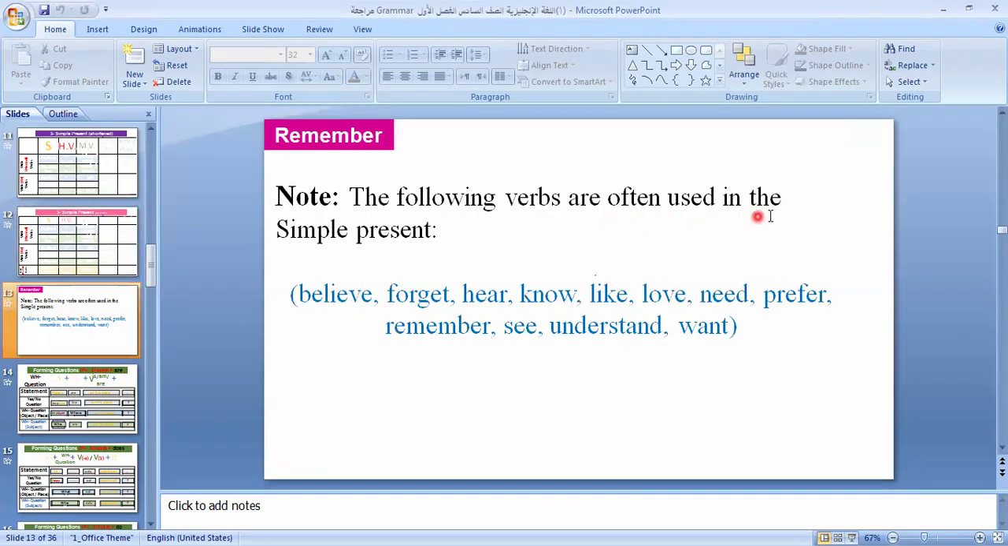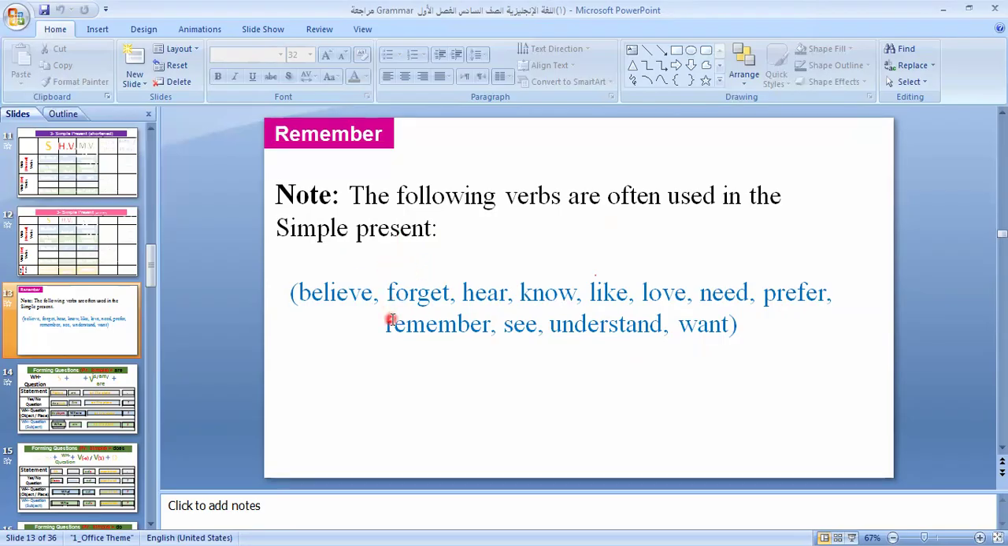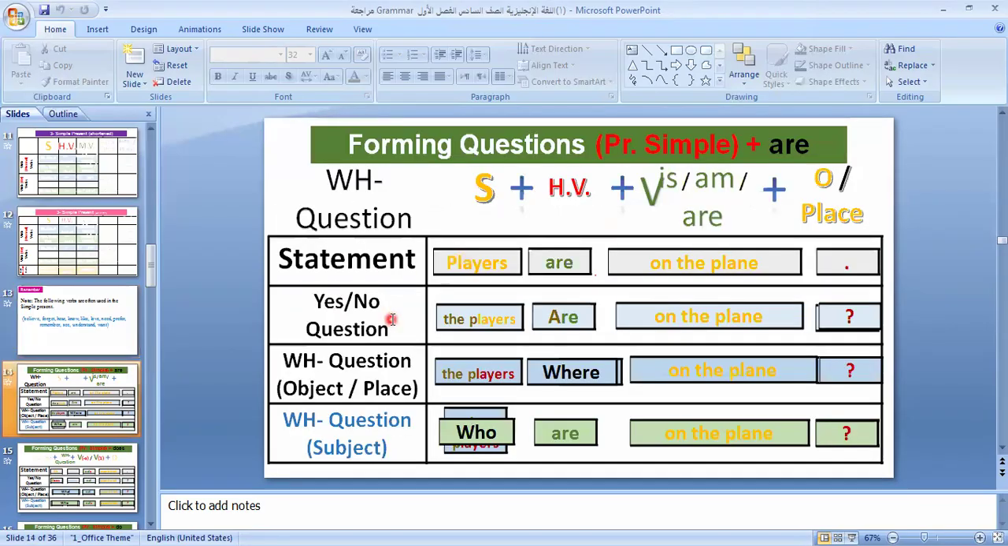The following verbs are often used in the simple tense: believe, forget, hear, know, like, love, need, prefer, remember, see, understand, want. All these verbs don't take the ing form. They are used with what? With the present simple form. Let's go to another one here.